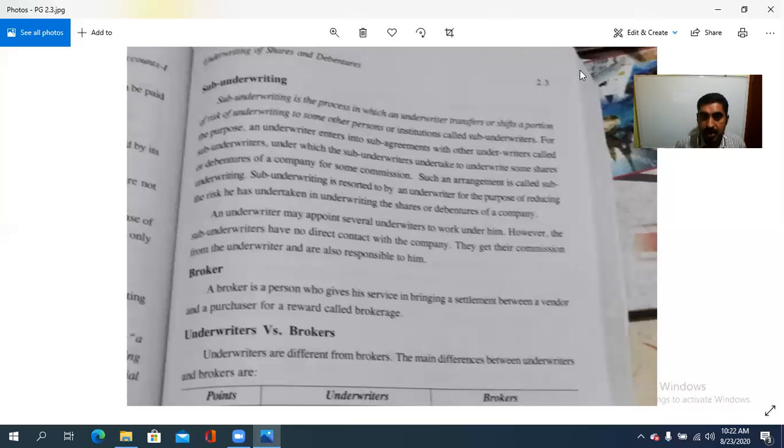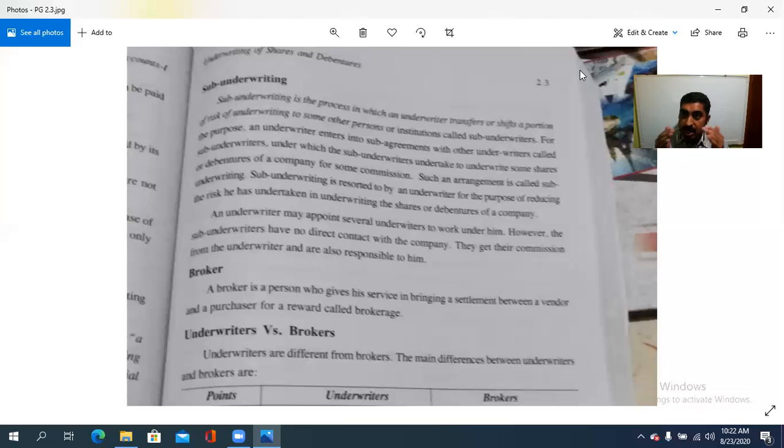It is resorted to by an underwriter for the purpose of reducing the risk he has undertaken in undertaking the shares or debentures of the company. That is, this is a risky business. The shares or debentures not taken up by the general public are taken up by a person, an institution, or a firm. If a firm, institution, or individual takes them, there is a lot of risk that is to be incurred there.